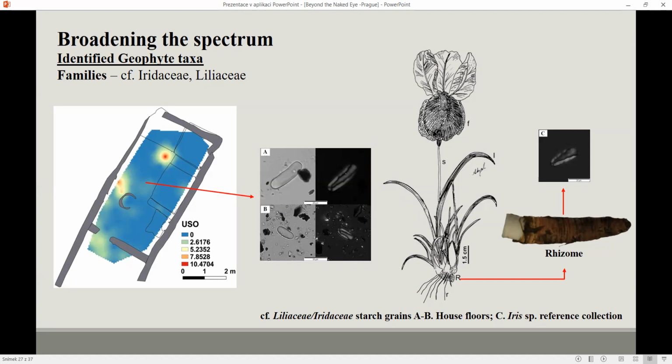In this case, I want to emphasize again the presence of underground storage organs, where after contrasting starch grains found on the house floor with reference material, we were able to identify them as originating from the rhizomes or the underground storage organs of Iridaceae or Liliaceae, basically the bulbs or lilies. For example, tulips belong to these same families, but at the moment we can only identify them to the family level. We cannot go further, but this is certainly a very interesting find because this kind of resource never survives in the macrobotanical record by charring.